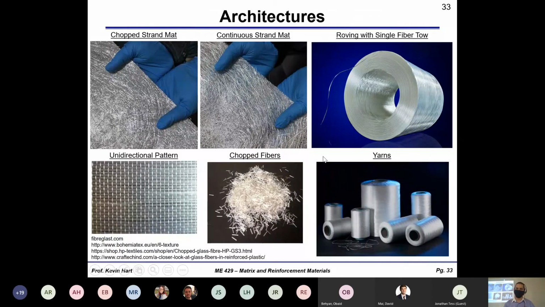All right, so here are some pictures of those things I was just describing. See the chopped strand mat? That's similar to what I'm passing around in class now. You can have chopped strand or continuous strand. Chopped meaning that they have a slightly lower aspect ratio than what you would see in the continuous strand mat.